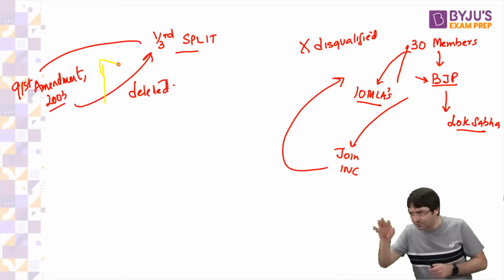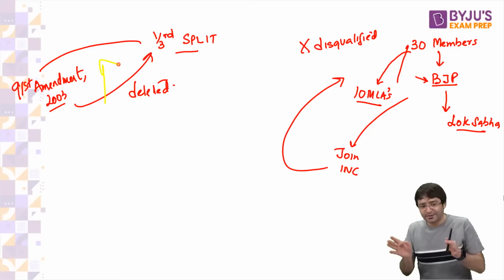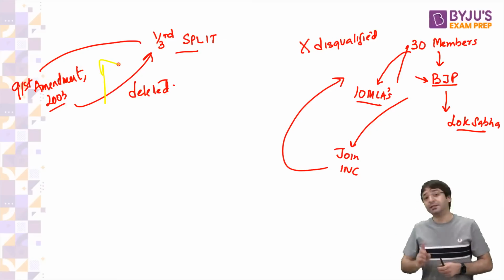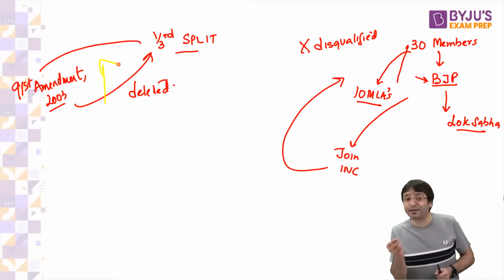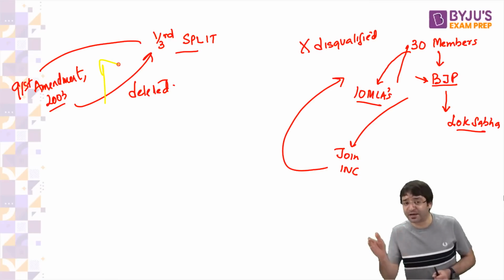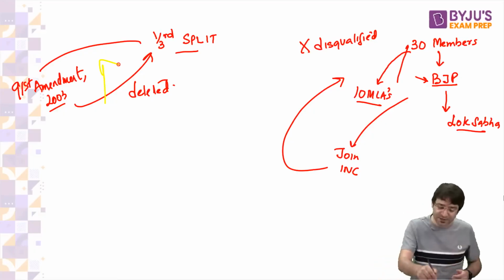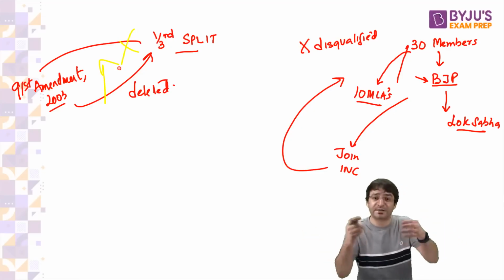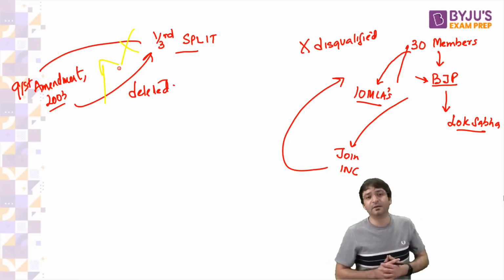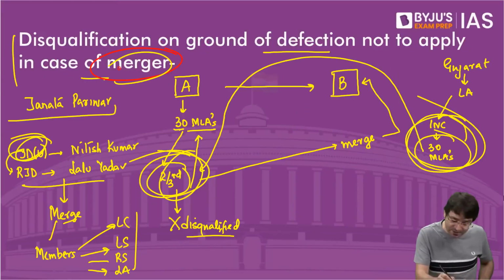Because what are the provisions of this law we understood? There used to be an exception that if there is a split in a political party, and what is that split? If one-third members defect, they join another political party, they should not be disqualified. But now this condition does not exist because it has been deleted, repealed by the 91st Constitutional Amendment Act. But what remains is a merger.